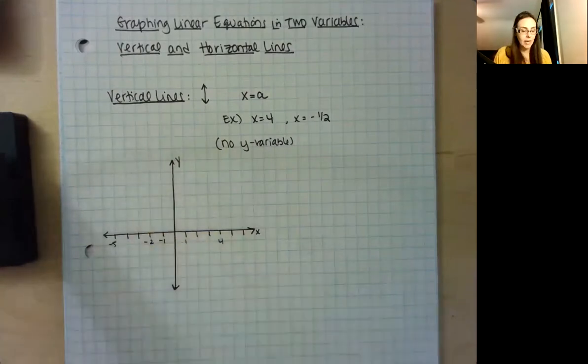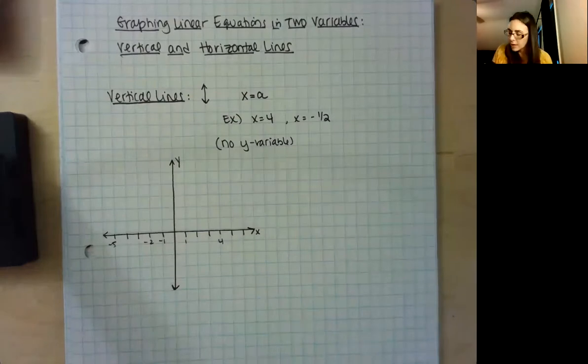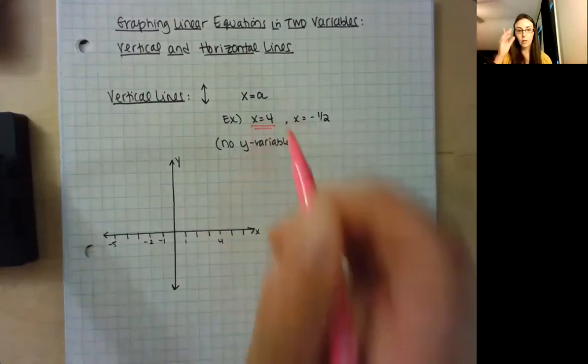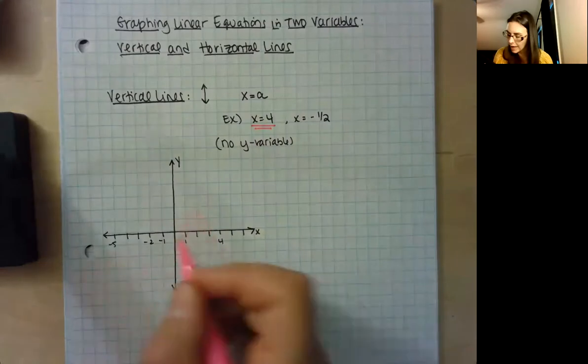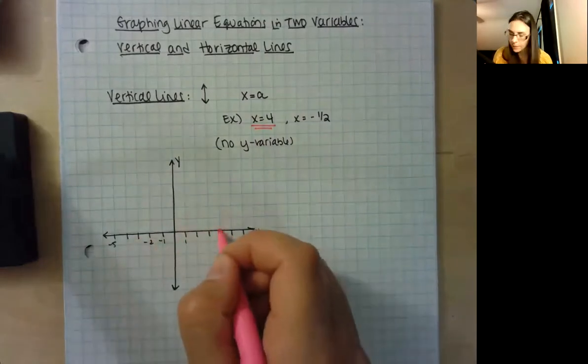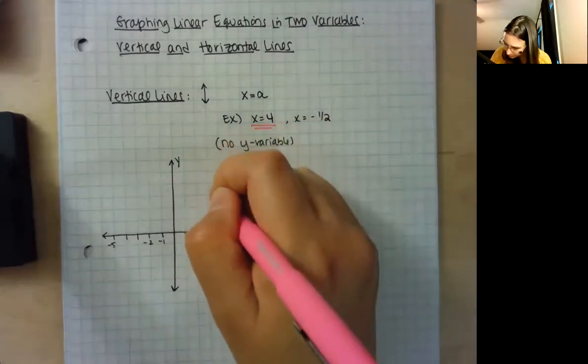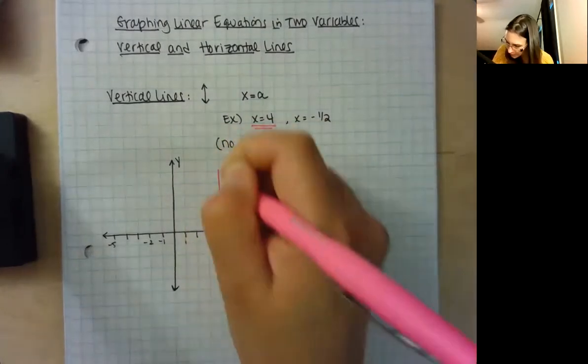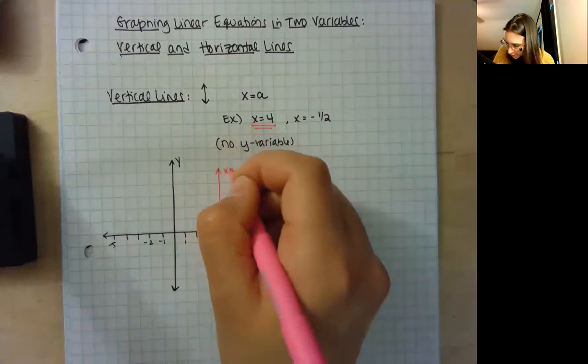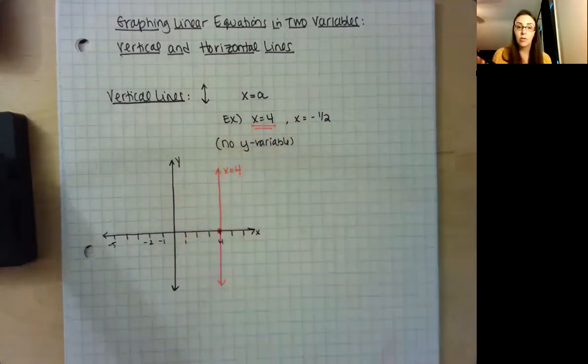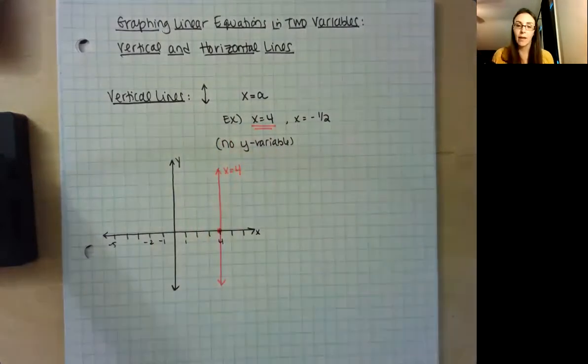So I'm going to do the two examples that I have here. I'm going to do x equals 4 first. So all you need to do is find 4 on your x-axis, and then you draw a vertical line straight through it. And that's it. That is your graph when you have something without a y variable.